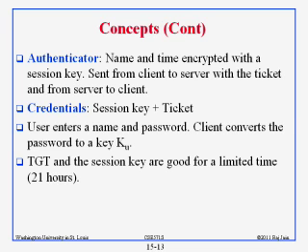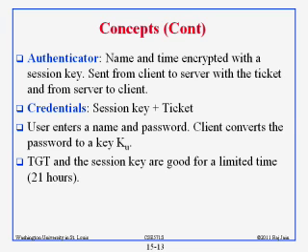A driver's license is not a very good example, because I can create an authenticator myself. I don't have to go to any place to get it. It's just my name and my time encrypted with a key that I know. So that is some kind of secret that is sent. Credentials are basically a combination of the two. The session key I know, and I have a ticket. That means I can use the service. The user enters the name and a password, and the client converts the password to a key KU.